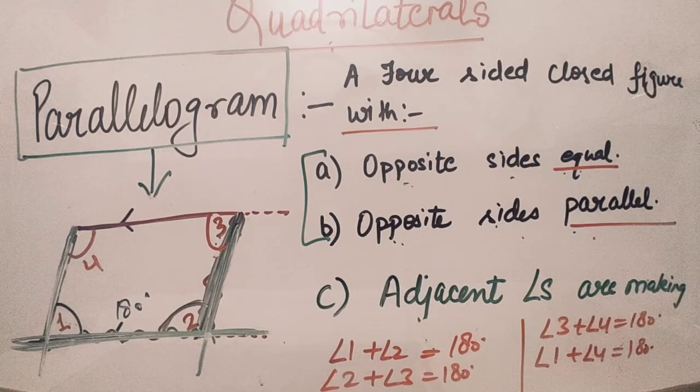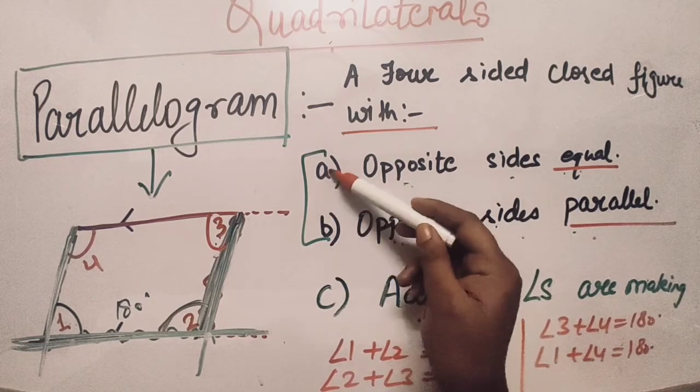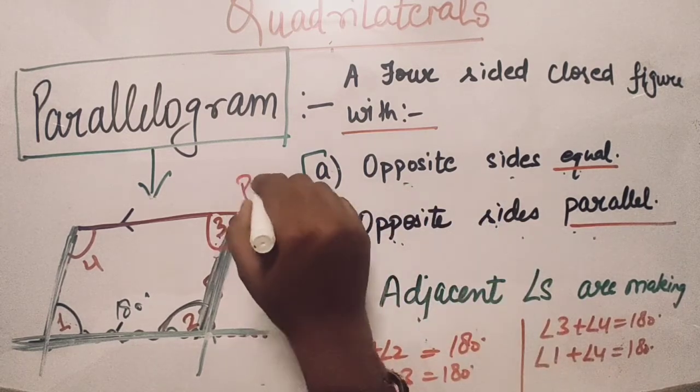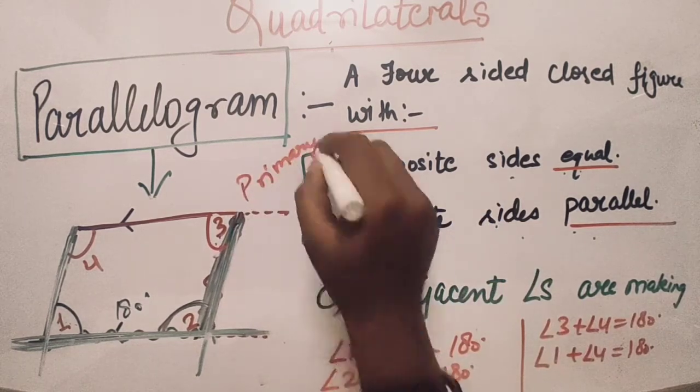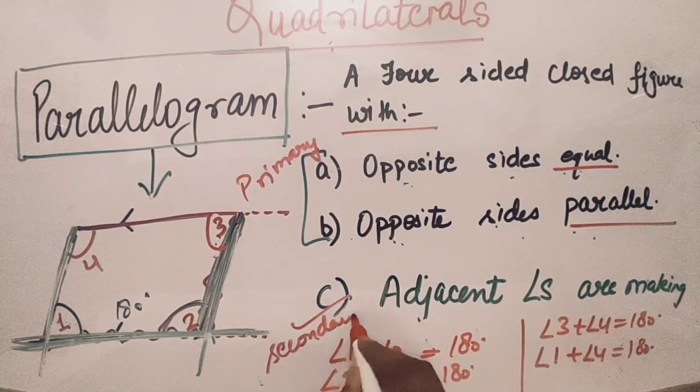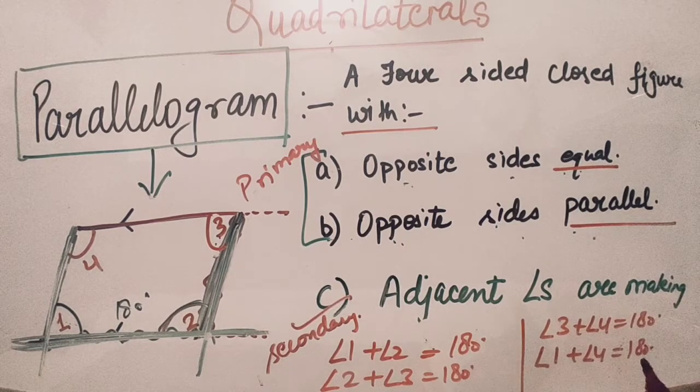For our convenience, we can consider the first two conditions as primary conditions for being a parallelogram, and this condition as a secondary condition, right, for a figure to be a parallelogram.